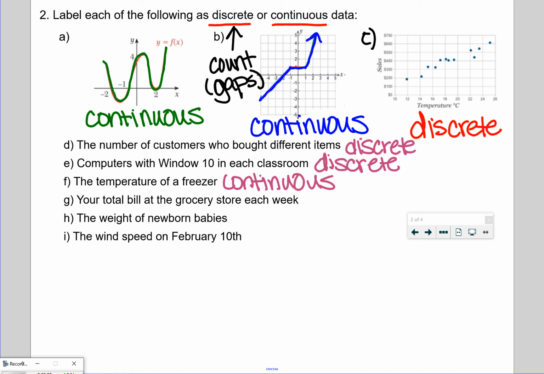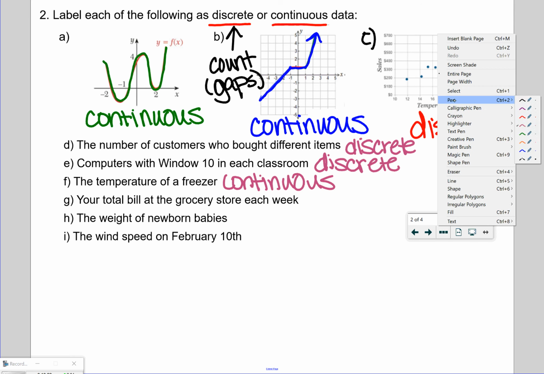Okay, let's look at G. It says your total bill at the grocery store each week. So maybe my bill is $200 or $250. Or if you're really a super saver, maybe $80. Could I have values between that? Yes. Could I have $167.25? Yes. Could I have $167.26? Yes. Could I have a value between those? No. So is this something we can count?